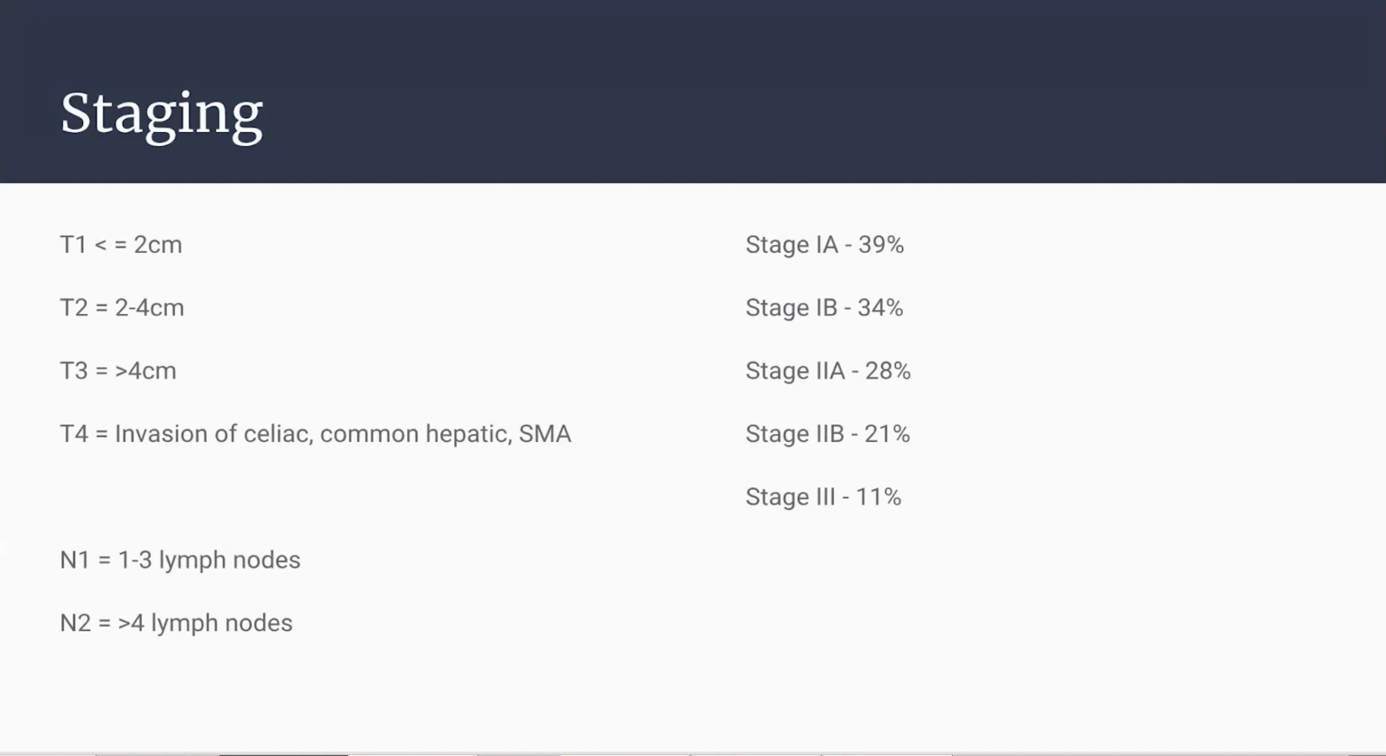Studies have shown that lymph node positivity negatively affects survival. N0 equals no lymph nodes are positive for malignancy. N1 disease correlates to 1 to 3 lymph nodes positive, and N2 disease is more than 3 lymph nodes. The staging system is fairly straightforward. T1 tumors are 1A, T2 are 1B.